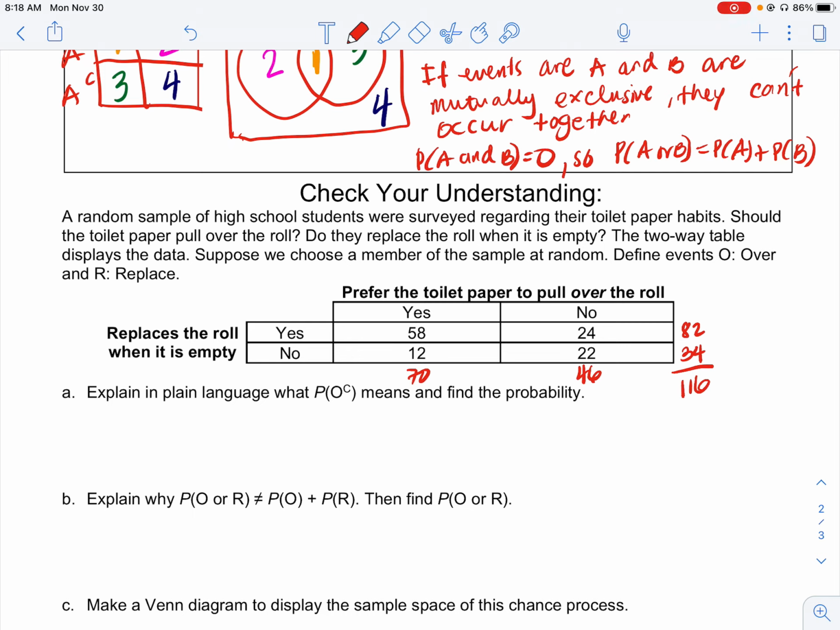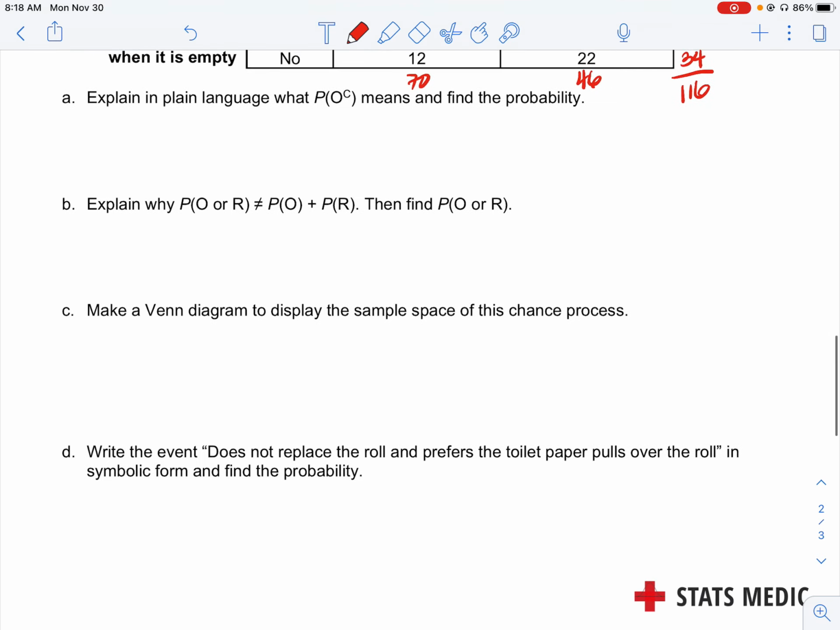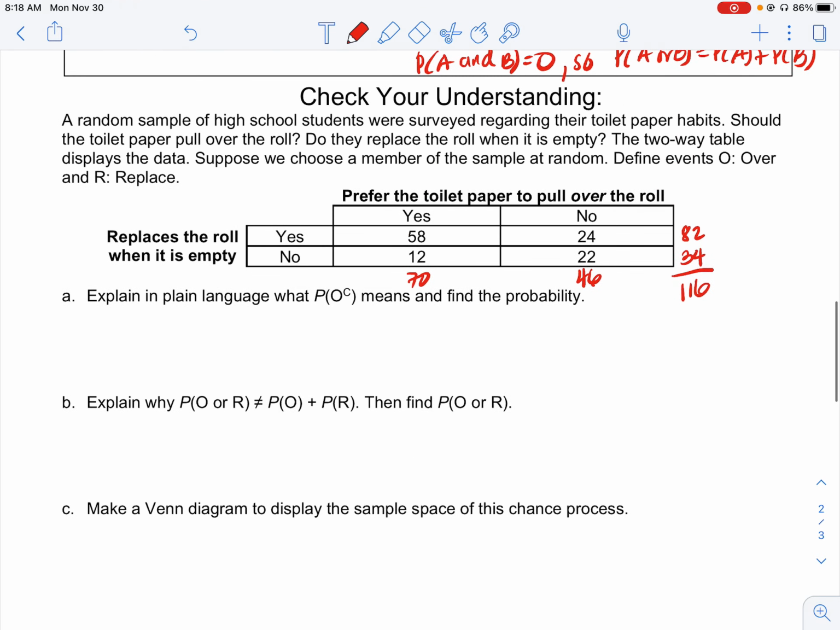I'm hoping that you guys, for now, pause this video and do it on your own all the way to letter D and then come back after you're done. Okay, I'm hoping that you actually paused the video. So let's do this one to check your answer.